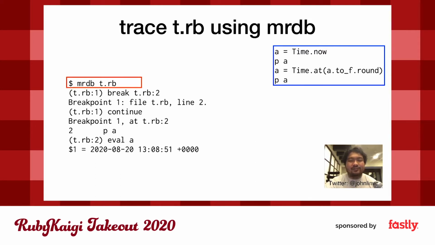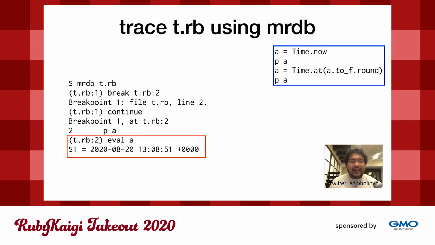So using the stock, official mrdb debugger, how can we trace this issue? First we invoke mrdb with mrdb t.rb. Then we try to break at line 2 of t.rb. The reason to break at 2 is that if we break at 1, the variable a hasn't got a value yet. So we have to break at the beginning of line 2. And then we allow the program to continue execution, and then we try to evaluate a, to get the value of a.